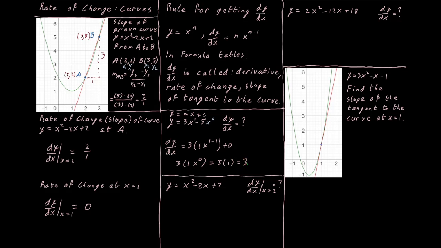So we get the slope that we were expecting, because we know from our y equals mx plus c that our slope should be 3. So that's our dy dx that we just found. Now what happens if we have our quadratic?